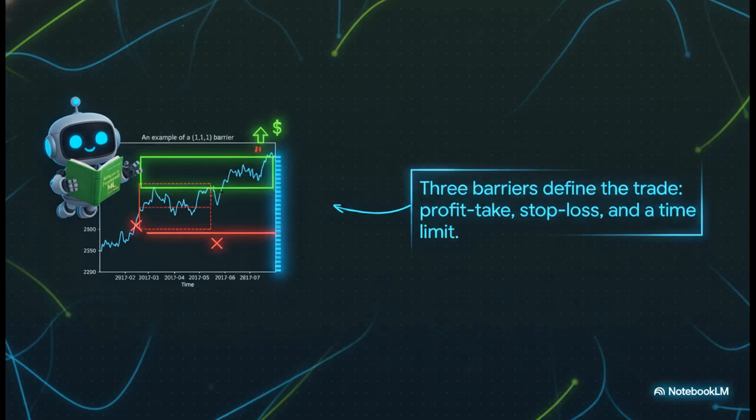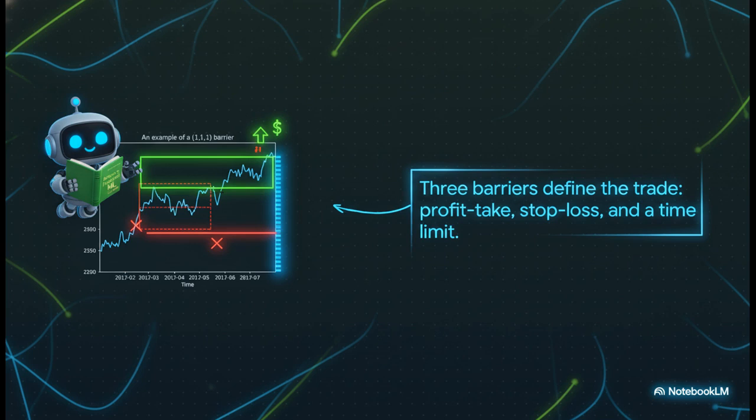So check this out. When you enter a trade, instead of fixed targets, you set up 3 barriers. You've got your upper barrier for taking profit and a lower one for your stop loss. But here's the trick. They're not fixed numbers. They're based on recent volatility. So on a slow day, your target might be just 1% away. On a wild day, it could be 5% away.